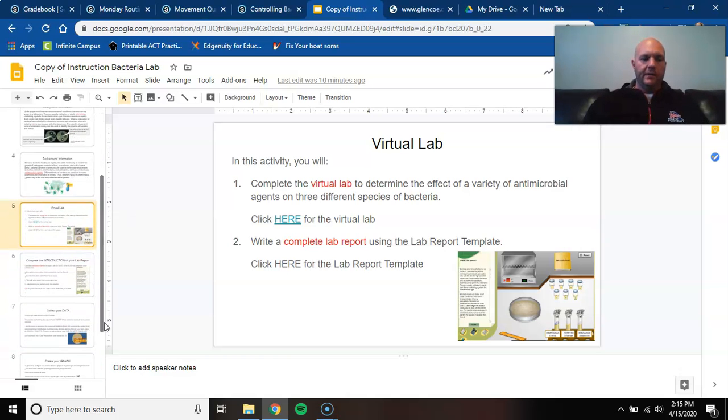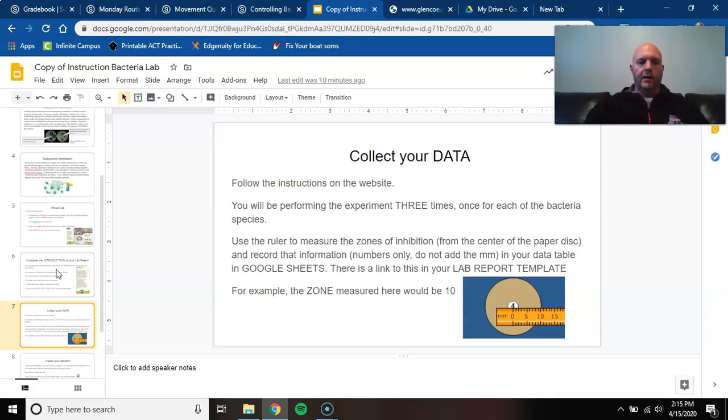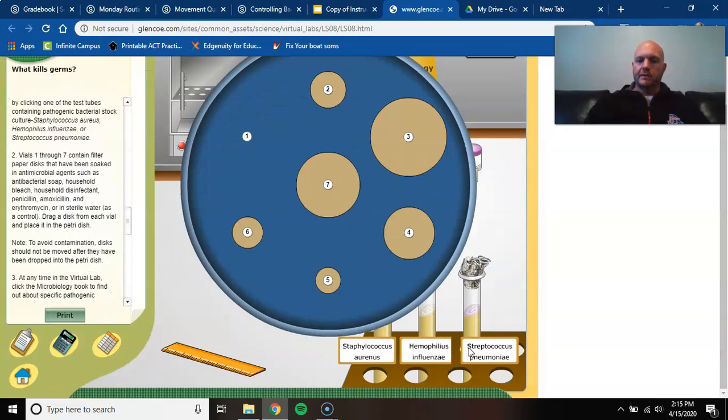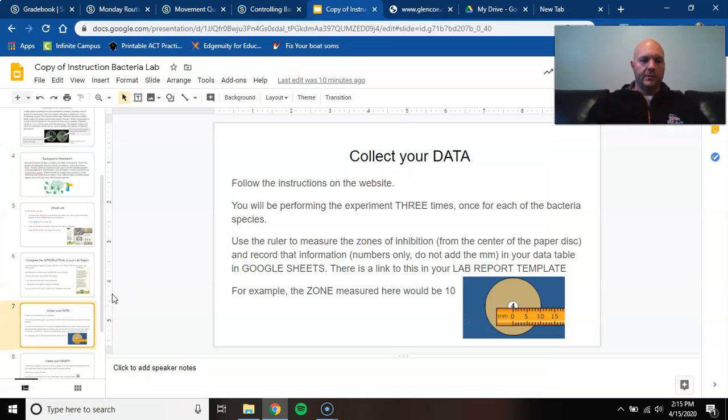And then to go along with it, there are sentence starters, which you can get from that information, the background information. Collect your data, which is pretty easy. Perform it 3 times. Do it with each bacteria species. So I only did that one for the staph, but make sure you do it for the Haemophilus influenza and the Streptococcus pneumoniae. That's how you say the word pneumonia, by the way.